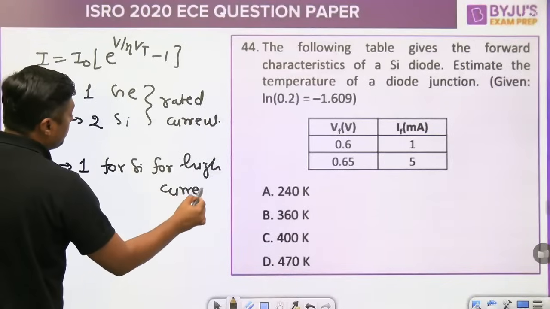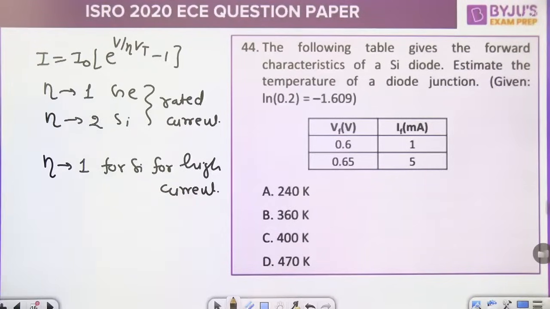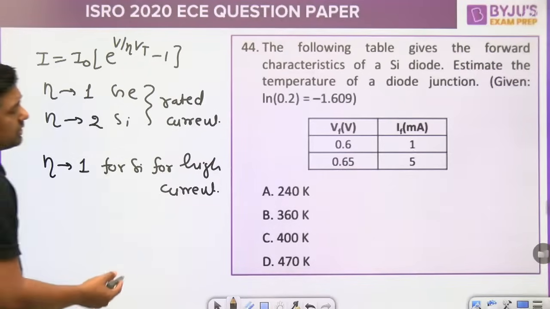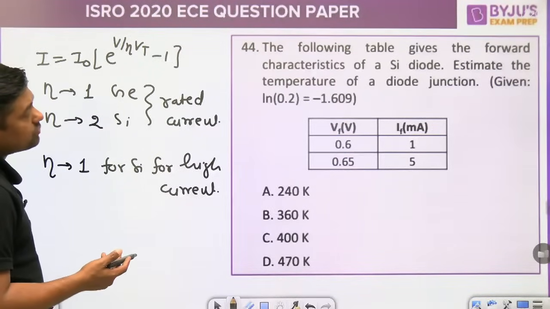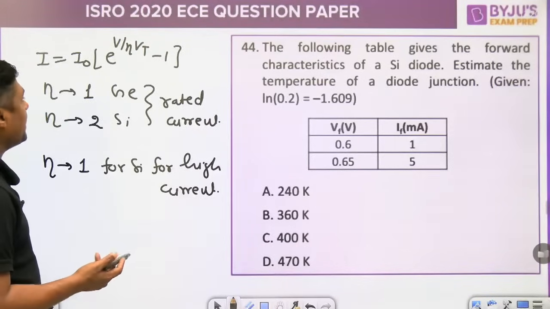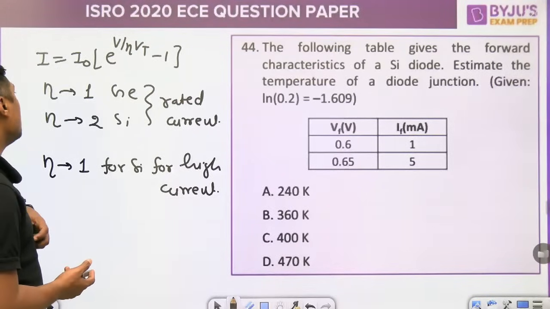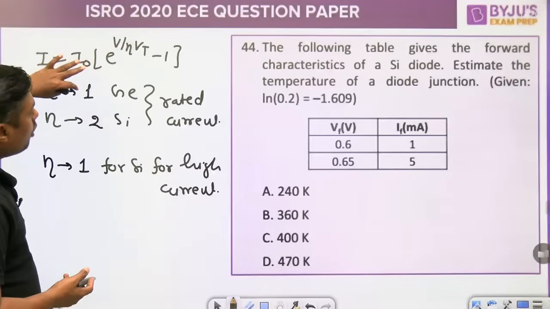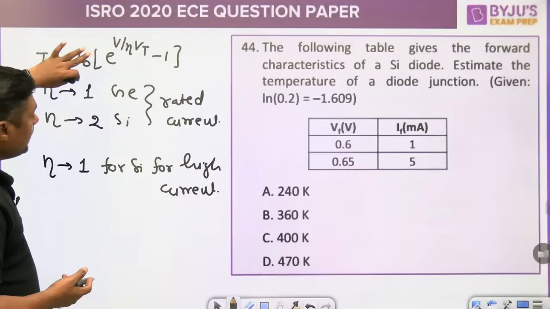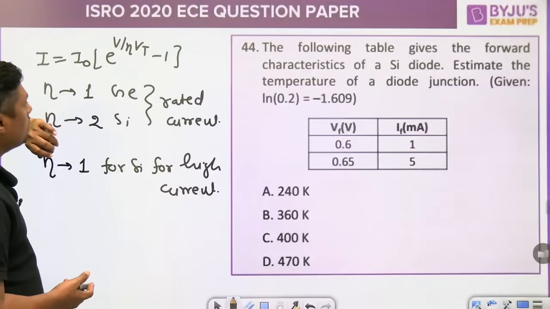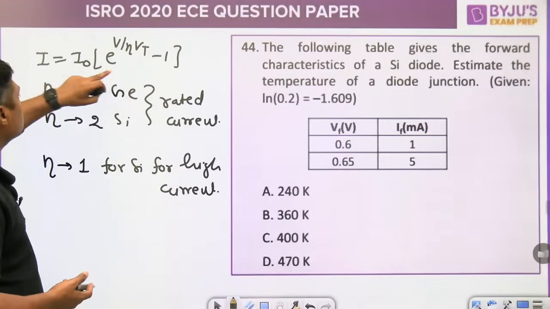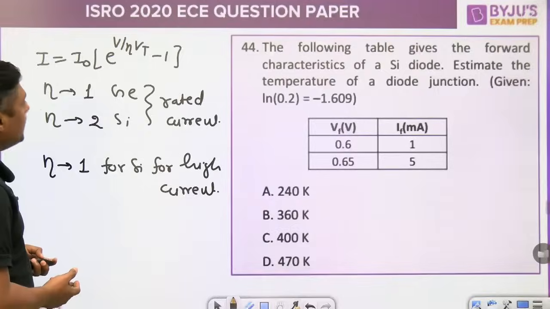In this case you have to consider eta is equal to 1. Then you can very easily solve. The following table gives the forward characteristics of a silicon diode. Estimate the temperature of the diode junction. For forward voltage 0.6, you have IF equal to 1 milliampere, then 5 milliamperes. Use this equation twice, then you can find the value.